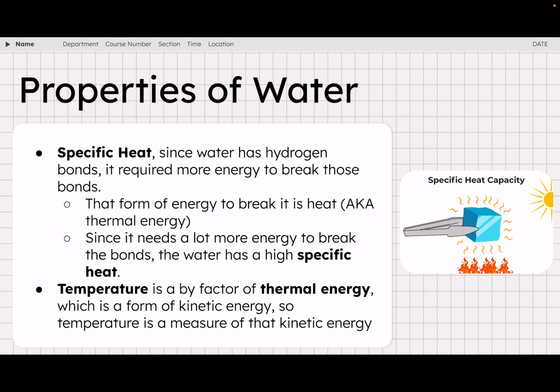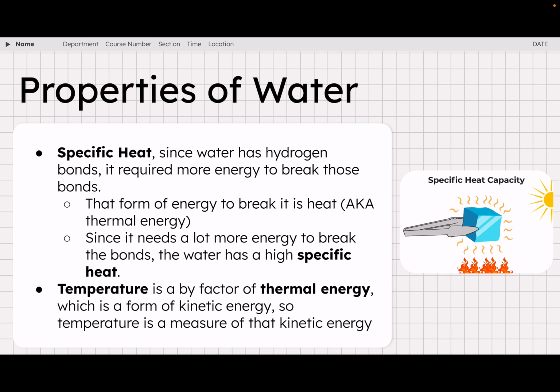The form of energy to break the water molecules and the hydrogen bonds is heat, aka thermal energy. Since it needs a lot more energy compared to other molecules to break the bonds, water has a high specific heat. So what does it mean? Let's say you put a pot of water on your stove, and you put it at the highest heat.